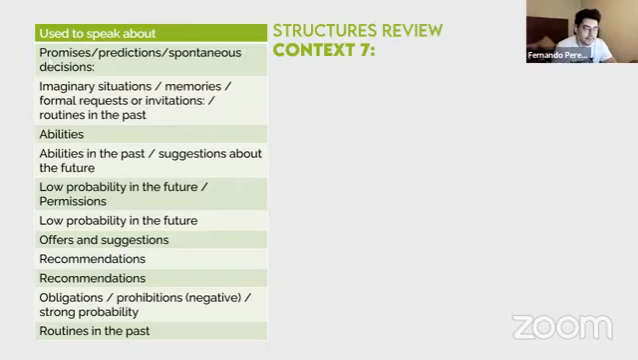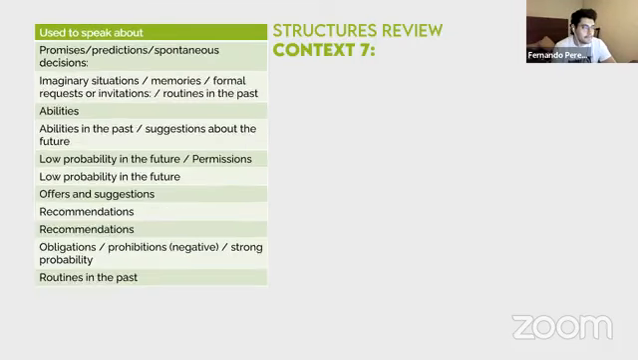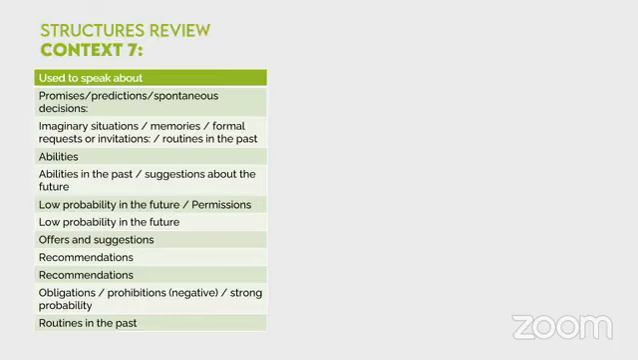For example, if you talk about promises, predictions, and spontaneous decisions, you use the modal will. Perfect. For promises, predictions, and spontaneous decisions, you use will. Let's use will in these three different contexts, okay?